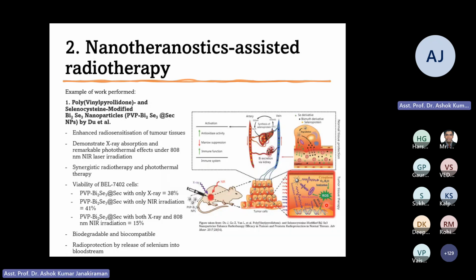The next one is radiotherapy. What is meant by radiotherapy? It's a treatment using a high dose of radiation to kill the cancer cells. Not only does it kill the cancer cells, the tumor will also shrink when we apply radiation onto the damaged cells. Here, polyvinylpyrrolidone and selenocysteine modified bismuth selenide nanoparticles are used. So the nanoparticles are made with bismuth selenide.